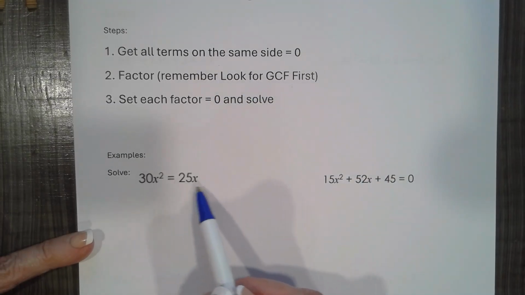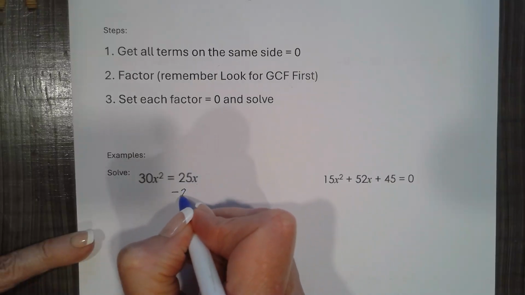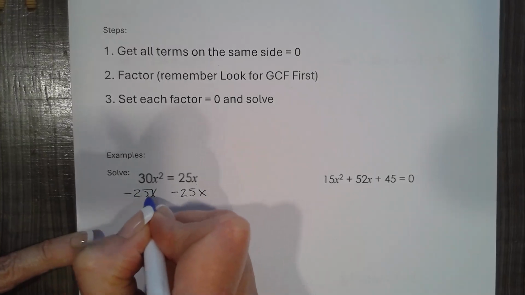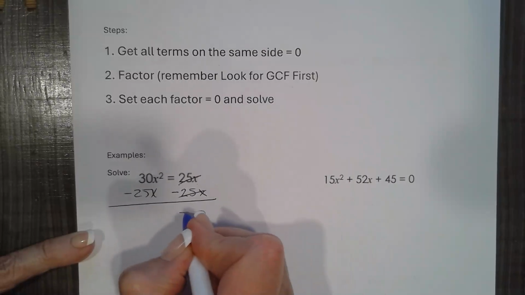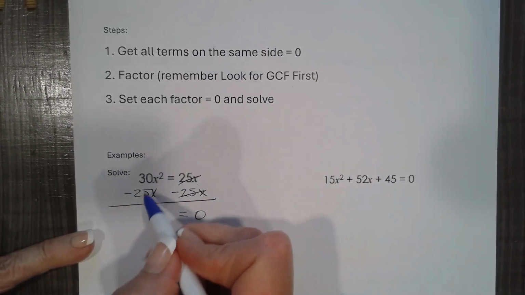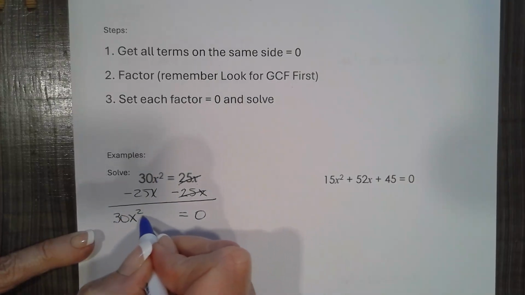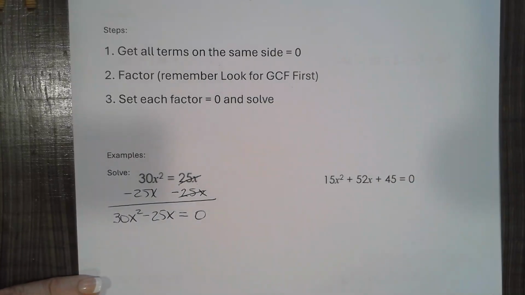So what I'm going to do is move this 25x. It's positive, so I'm going to subtract 25x on both sides. So notice now I have a 0. And these will not combine. We're just going to do 30x squared minus 25x. Okay, and now we're going to factor this.